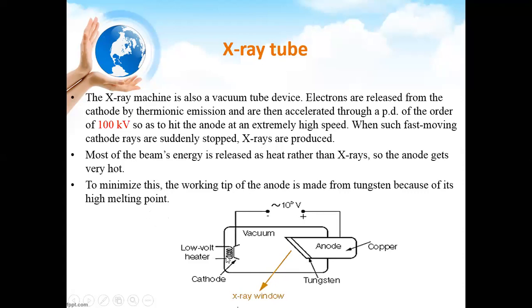Again, there is a heater over here, as you see. All vacuum tubes consist of a heater. The heater must be there, and the anode and cathode must be inside the vacuum tube.